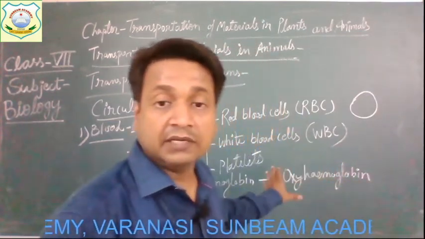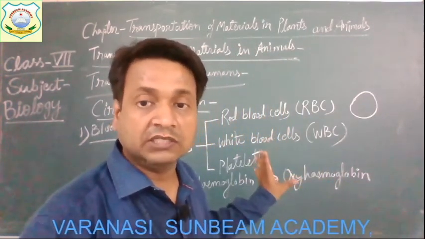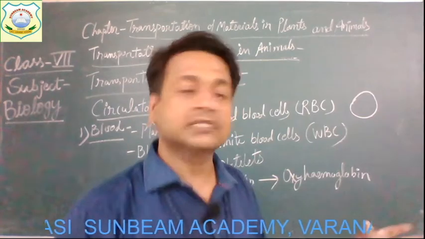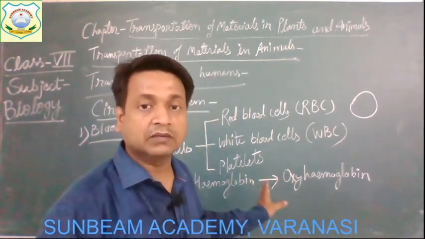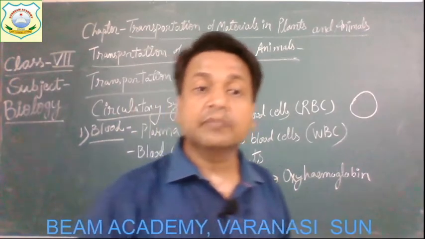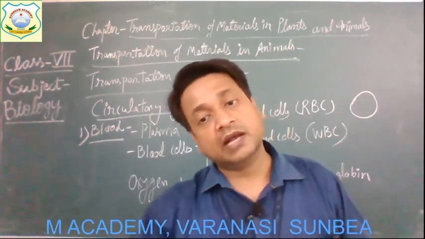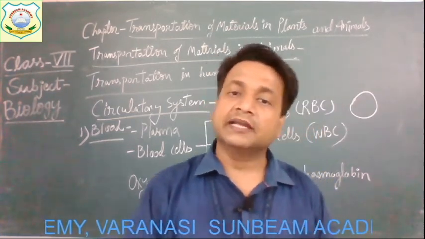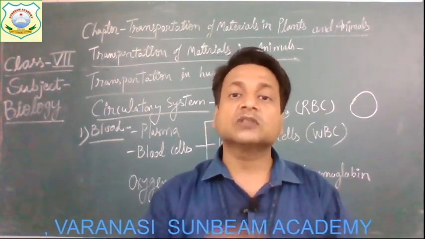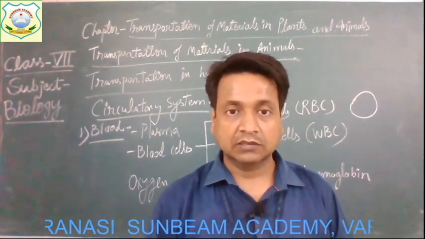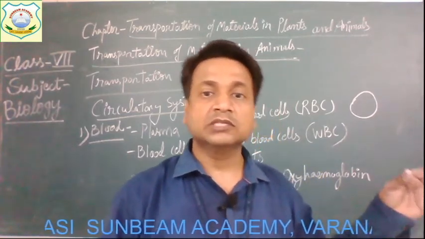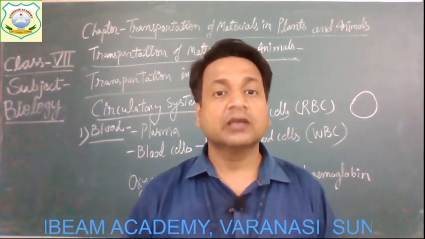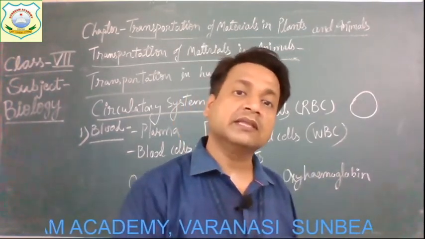When the blood reaches cells that need oxygen, this oxyhemoglobin breaks down there in the cells into oxygen and hemoglobin. This oxygen is used up by the cells for respiration, and hemoglobin becomes free to carry more oxygen. Again it comes back to the lungs and carries oxygen. So this is a continuous process. Hemoglobin combines with oxygen in the lungs and carries it to all the cells. In the cells the oxygen gets used up for respiration, and hemoglobin comes back to the lungs again to carry oxygen.